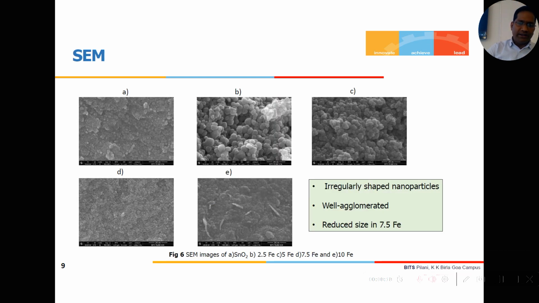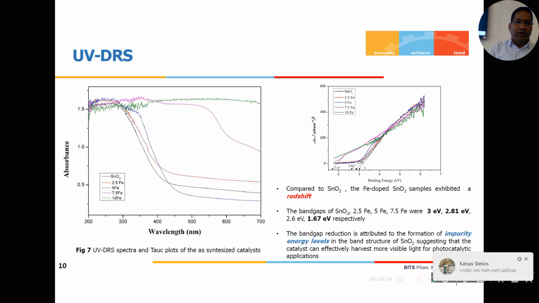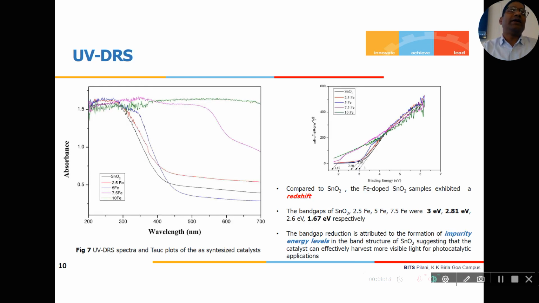We also did the SEM analysis to find out the morphology and also the size of the particles. What we observed is that these particles are agglomerated, which we can see. Then we also see that the particle size is minimum when we have 7.5 weight percent of Fe. That is probably one of the reasons, because when the size is small, the surface area is large, so more production of hydrogen.